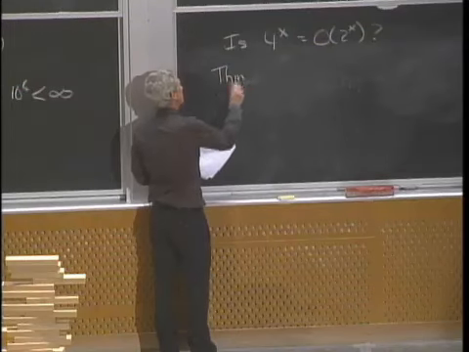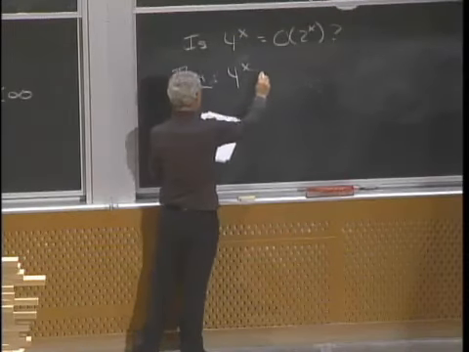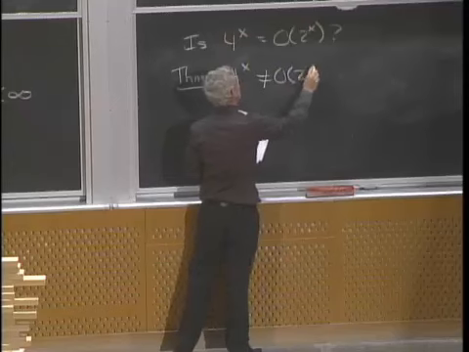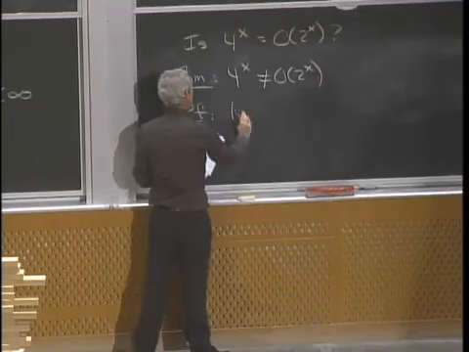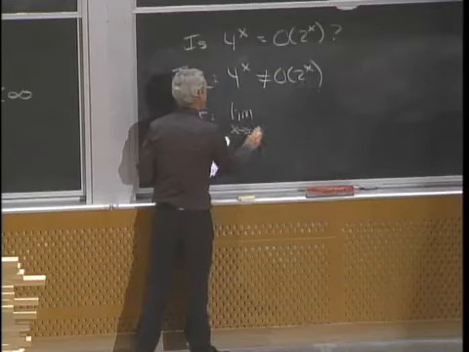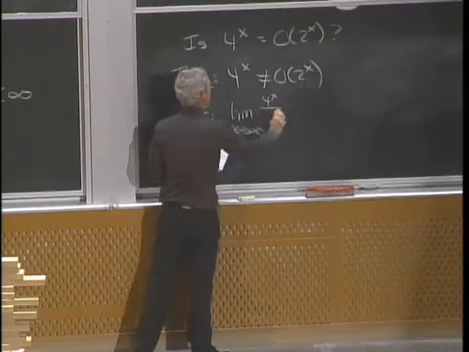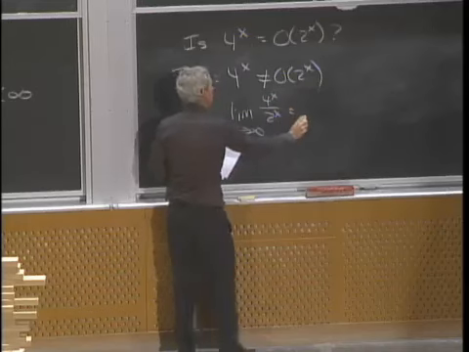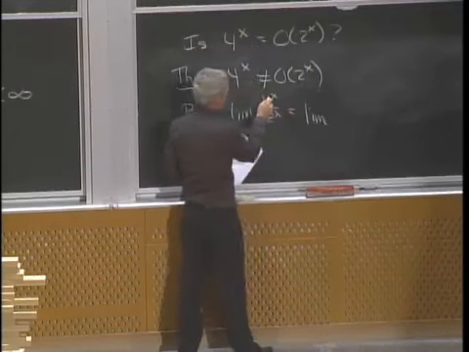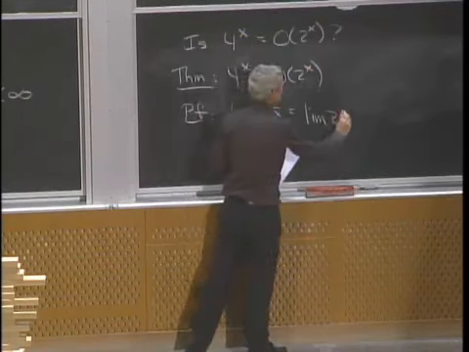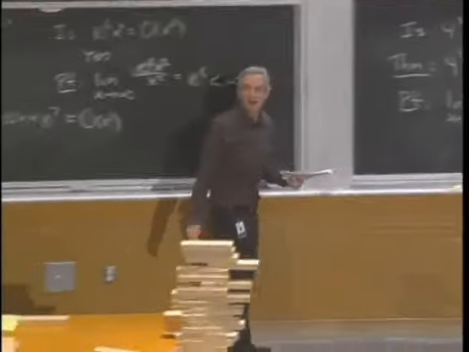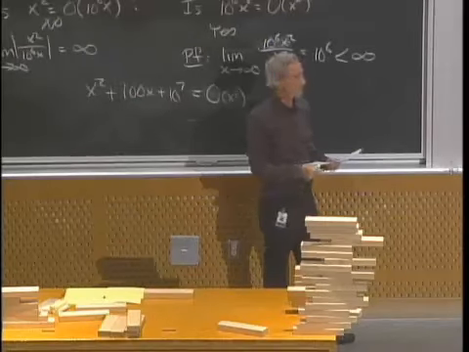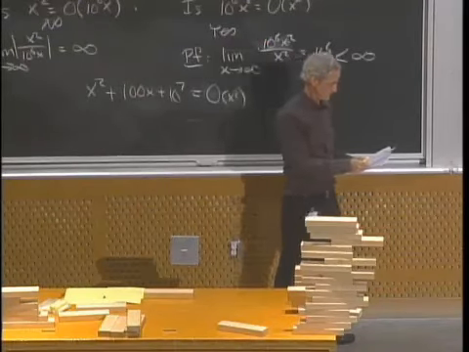So we'll state the correct theorem. 4 to the x is not O of 2 to the x. And the proof is obtained by looking at the limit as x goes to infinity of 4 to the x over 2 to the x. 4 to the x over 2 to the x is 2 to the x. That's infinity. So the limit is not bounded. All right, so it is not big O there.